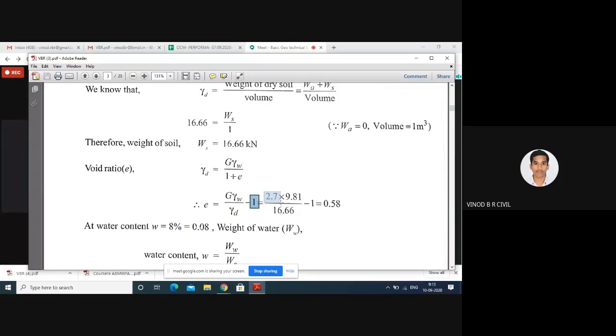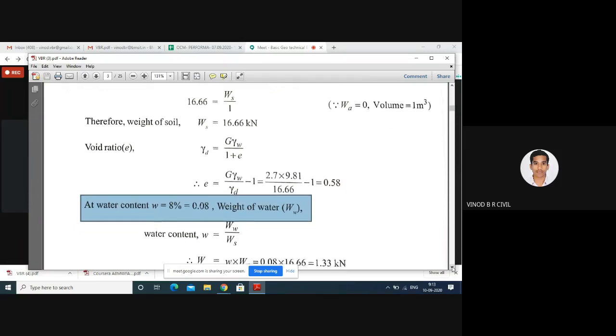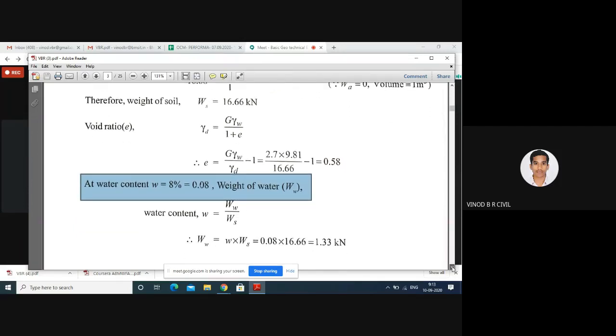G is the specific gravity value 2.7, unit weight of water 9.81, and gamma D value 16.66, minus 1 is the constant value. Therefore, E is equal to 0.58. At water content W is 8%, you have to calculate the weight of the water. Therefore, water content equals weight of water divided by weight of soil.